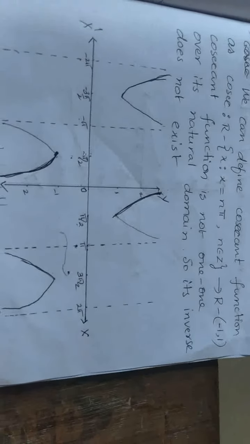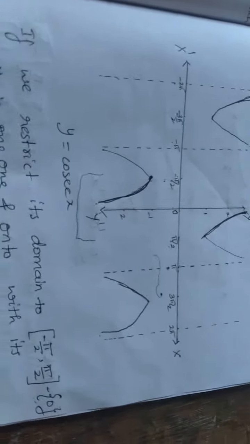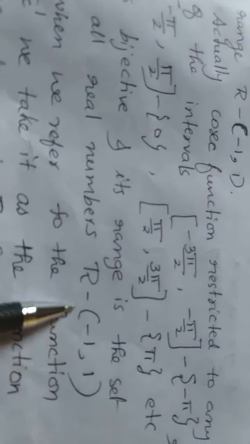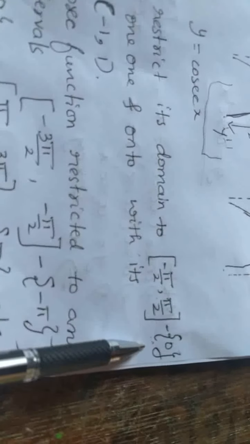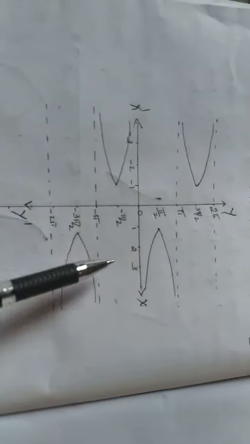Okay, when we refer to the cosecant inverse function, we should take its domain as R minus the open interval minus 1, 1. And the range is this one: minus pi by 2 to pi by 2, closed interval, except 0. And the graph of the cosecant inverse function looks like this.